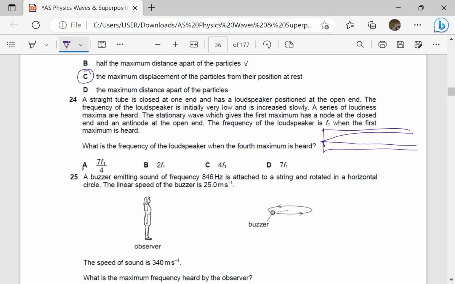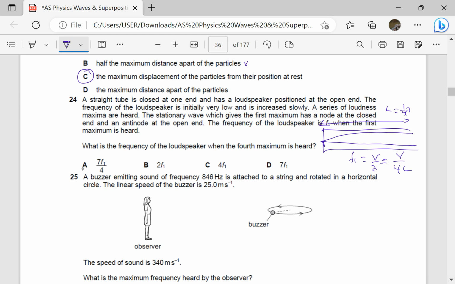The frequency of the loudspeaker is F1 when the first maximum is heard. So it means F1 is going to be V over lambda. Remember here, lambda is going to be 4L, because this length L is going to be a quarter of the wavelength. So this is going to be V over 4L.